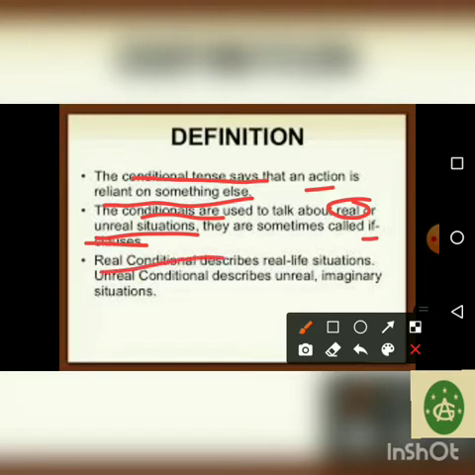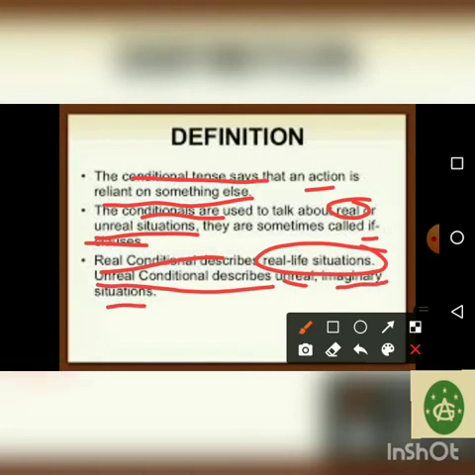Real conditional describes real life situations, whereas unreal conditional sentences describe unreal imaginary situations which may not happen if it is in real condition. Okay, so real condition means real life situation, and unreal conditional sentences means you have to imagine, you have to think about some situation, some conditionals that are not real actually in normal life. That is not going to happen.